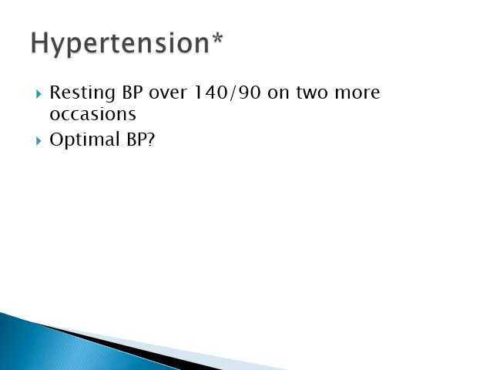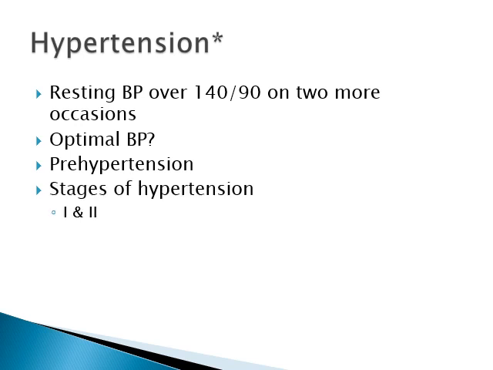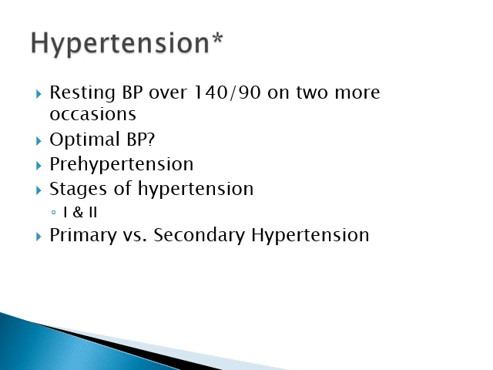So again, optimal BP is ideally less than 120 over less than 80. Pre-hypertension, they don't really talk about anymore. It's more just what we consider elevated blood pressure and stage 1 hypertension. And the treatment has changed slightly as well based upon these new standards. And then again, the stages of hypertension. We had mentioned those earlier. You'll have stage 1 and stage 2, and that'll tell you what your treatments would be.